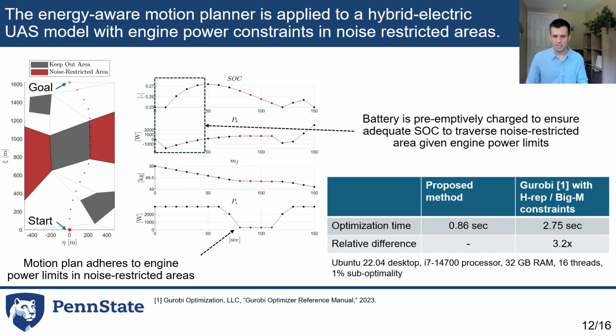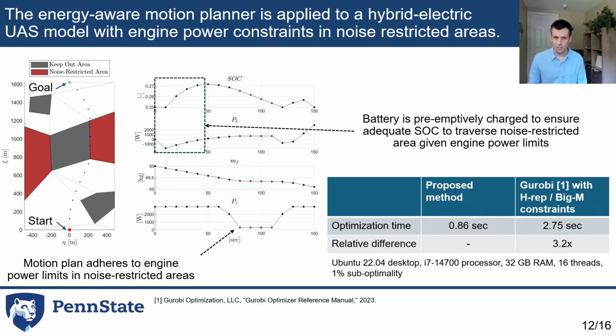Okay, so now getting into some simulation results. We first applied this energy-aware motion planner to a hybrid electric UAS model, which must adhere to engine power constraints when operating in noise-restricted areas. So looking at this graphic on the left, the goal of the motion planner is to navigate the vehicle around the keep-out areas, which are here depicted in gray, and to ensure that the engine power constraints are satisfied while the vehicle is operating in the red noise-restricted areas.